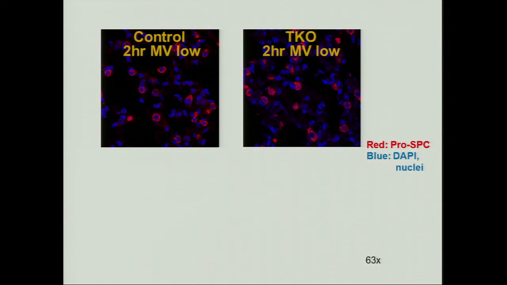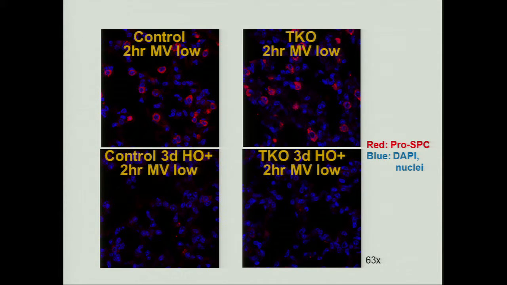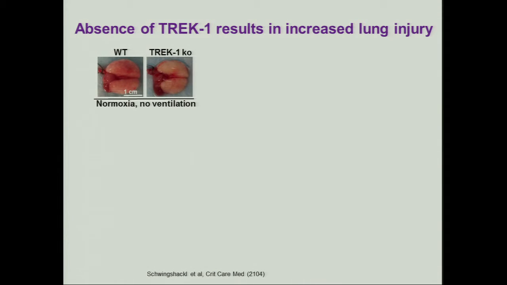Interestingly, the mice that were put on a ventilator at room air, not with hyperoxia, for 2 hours showed no changes in surfactant levels between the control and the TREC deficient mice. And the mice that were exposed to 3 days of hyperoxia and then put on a ventilator for 2 hours now all got sick. The control mice got sick and lost all their surfactant, as well as the TREC deficient mice. So to get a better picture of what these lungs really look like, I'm just going to show you some pictures of the whole lungs of these animals. At baseline, under room air conditions, wild-type or control mouse lungs and the TREC1 channel deficient lungs look pretty much the same.